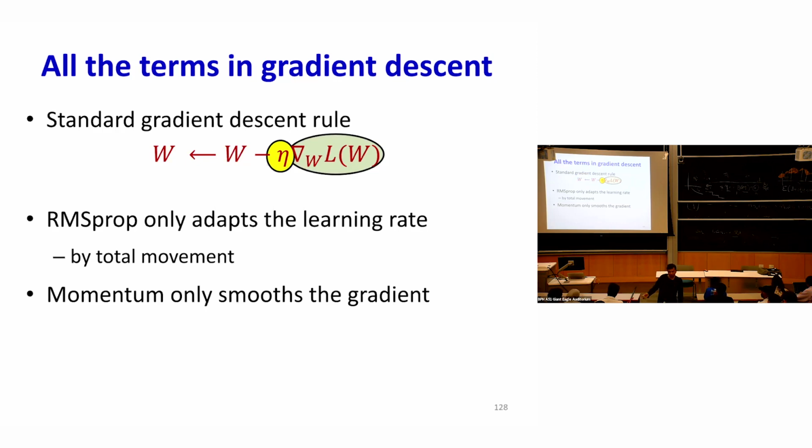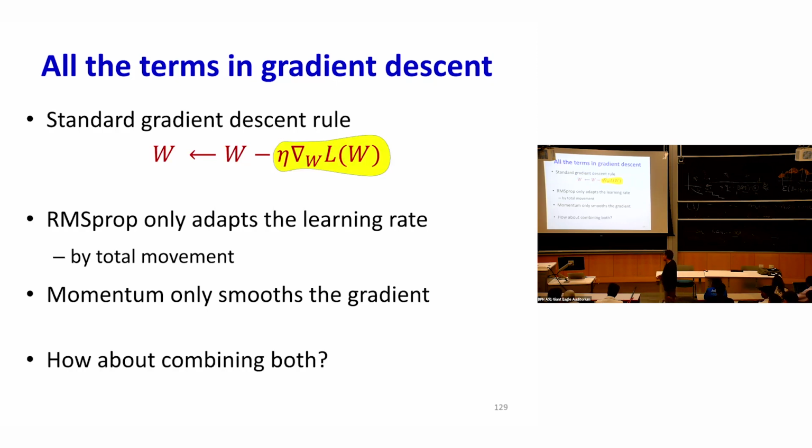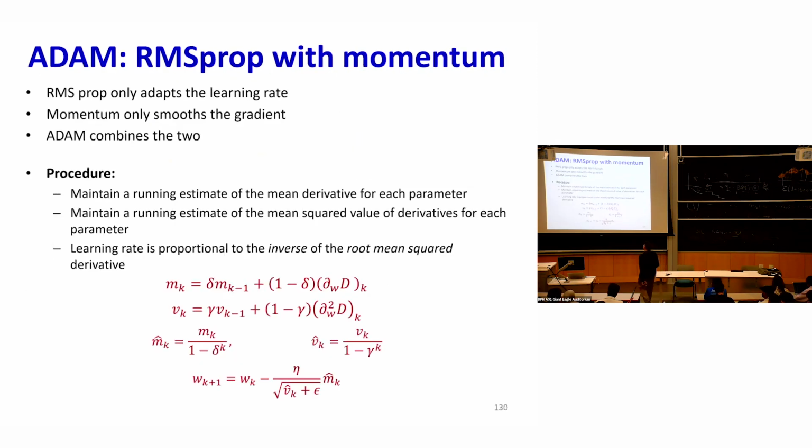So knowing this, you as smart young people, what would your next step be? Combine the two, right? If I combine the two, that gives me Adam. So this is literally just this. Adam is a combination of RMS prop and momentum methods, where I maintain a running average of the gradient, that is this M over here.